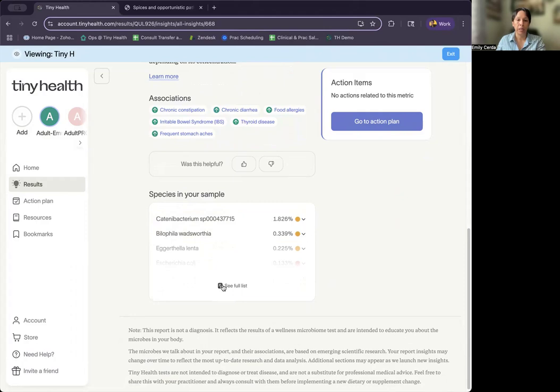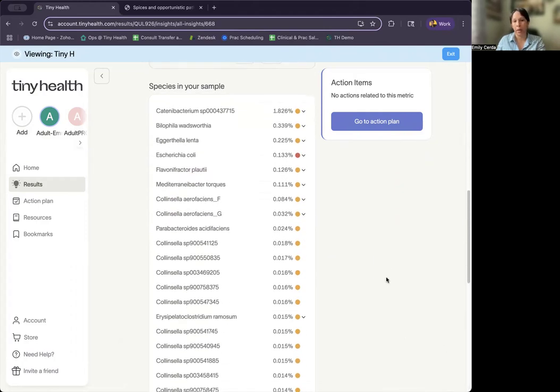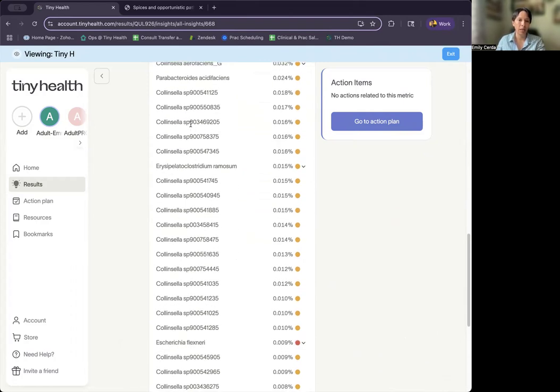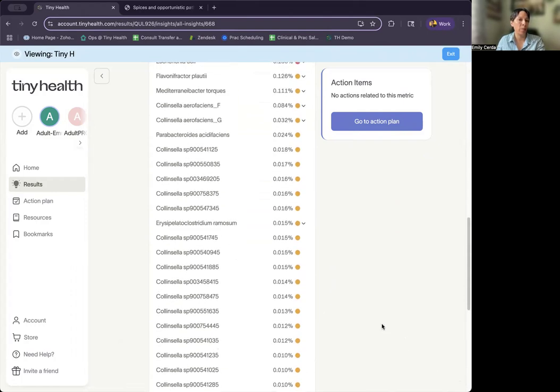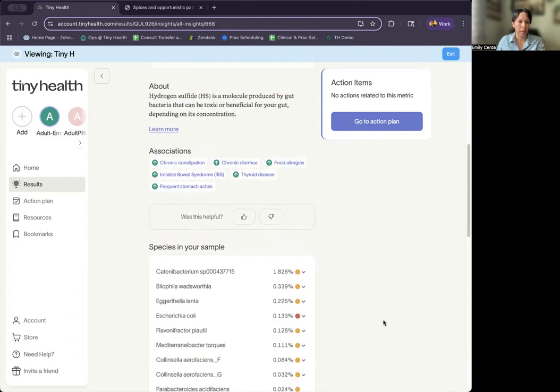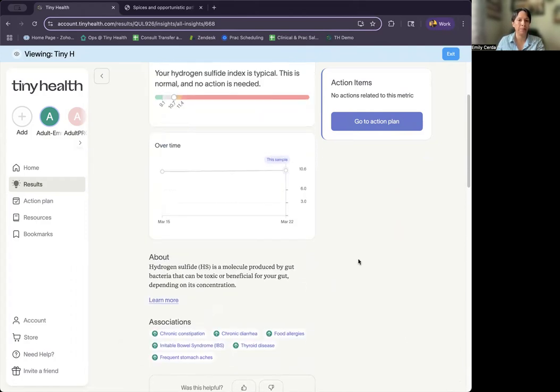Further down, we'll see species in the sample. So these are all hydrogen sulfide producers in the gut. And you'll start to see it looks like there's quite a comfortable Collinsella colony here that has really diversified in that gut. And that's interesting. You might want to pop out and do a little research on Collinsella and what that is looking like. But again, these aren't out of range. They're variable or they're pathogens if they're yellow or they're red.